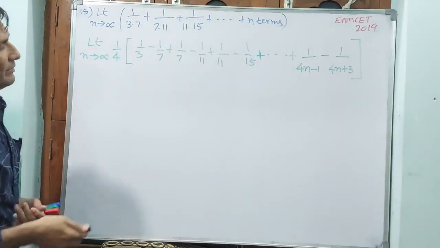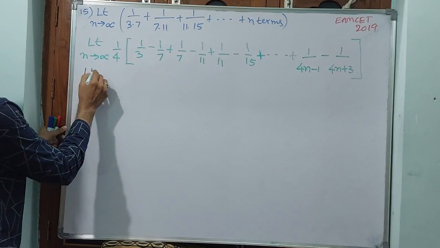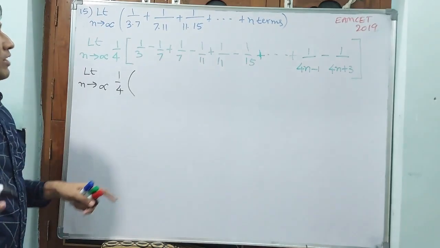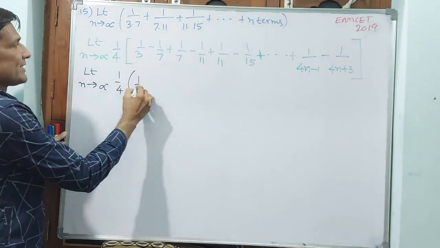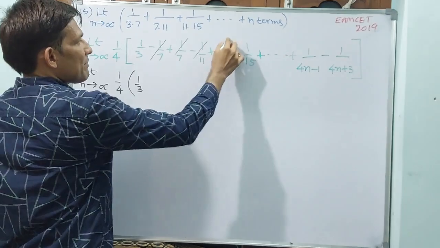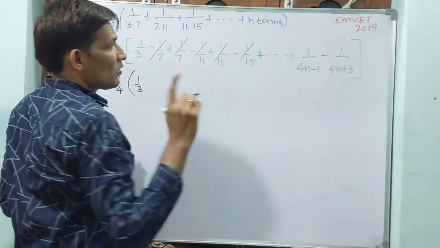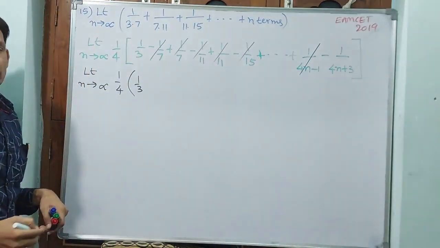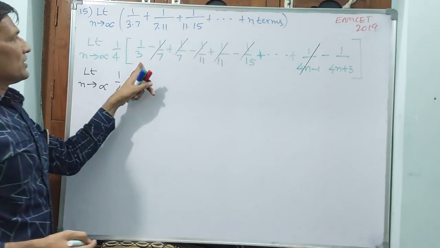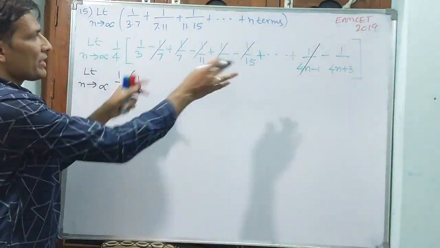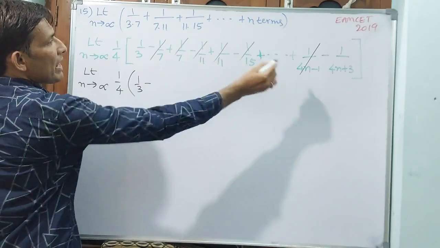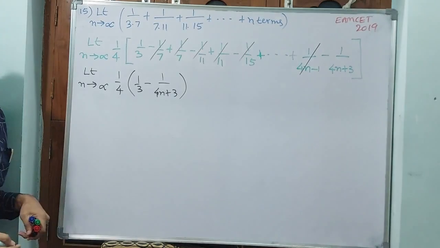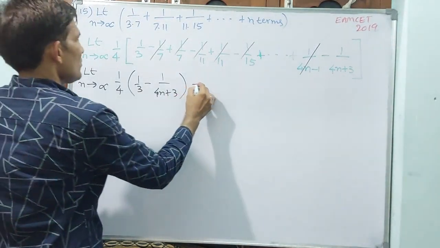Now we proceed further. Okay, now you see limit n tends to infinity 1 by 4. Now observe carefully. 1 by 3 I will write. 1 by 7 plus minus 1 by 7, 1 by 11 plus minus 1 by 11, 1 by 15, all are going to get cancelled out except the last term. First term and last term will be there, remaining all in between are going to get cancelled. That means 1 by 3 minus 1 by 4n plus 3 will be there. Now proceed further.